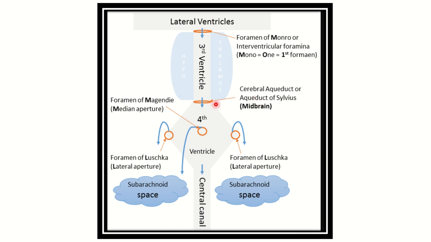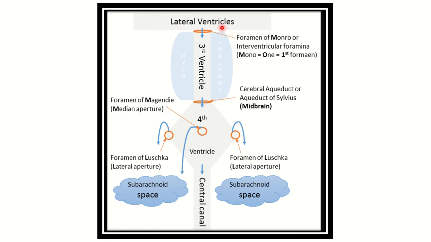So here it is showing the different foramina. First of all, we can see the foramen of Monro, and it conducts the CSF from the lateral ventricle to the third ventricle, and from the third ventricle to fourth ventricle, there is the cerebral aqueduct or aqueduct of Sylvius. Then the foramen of Magendie and foramen of Lusca, and finally the subarachnoid space. So this is the diagrammatic view of the CSF pathway.